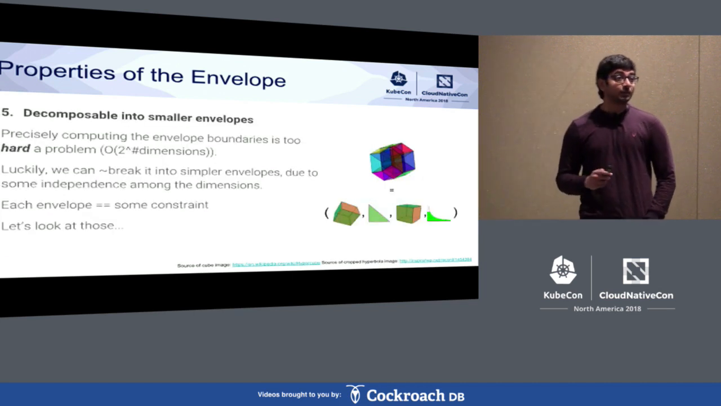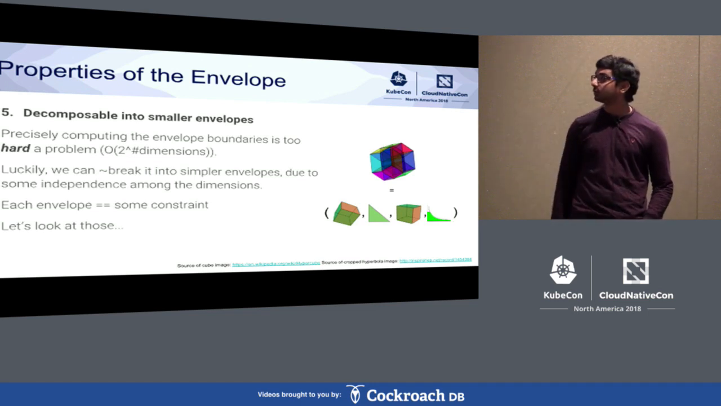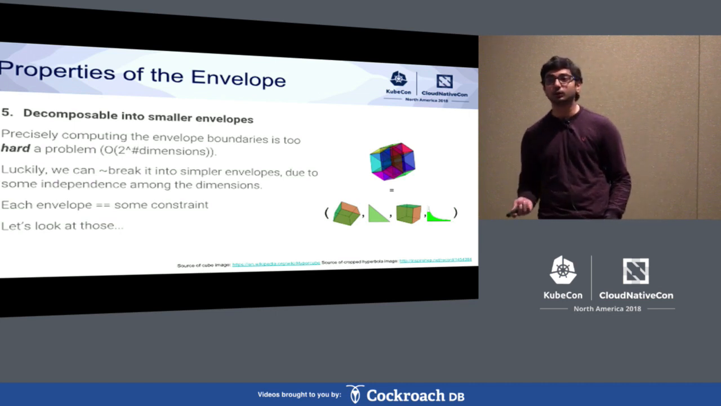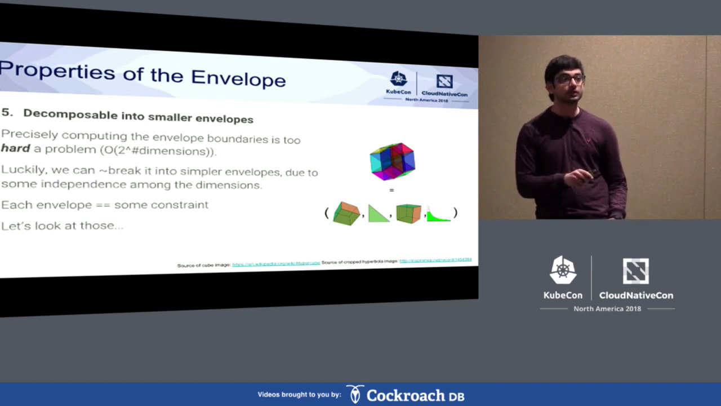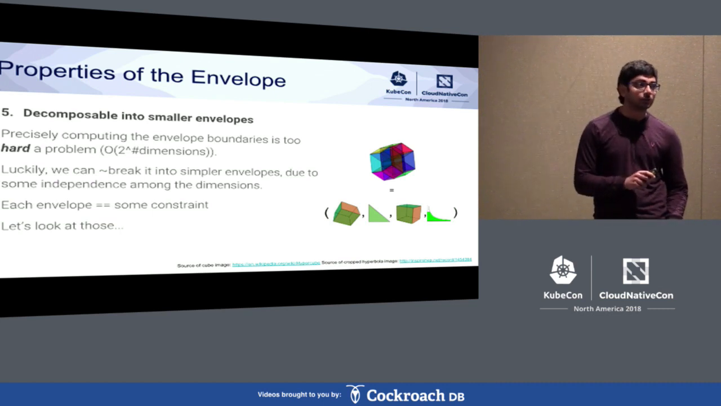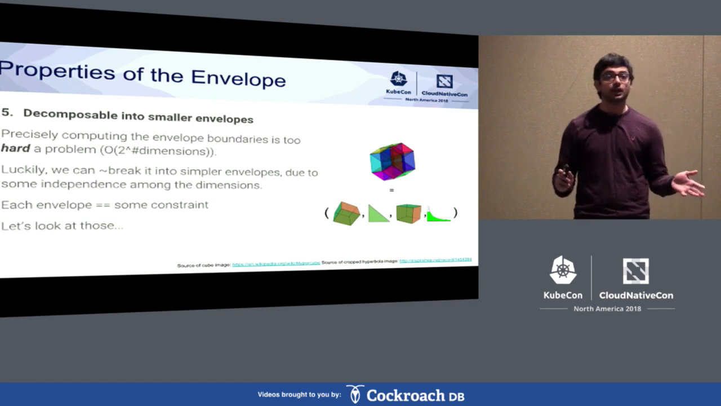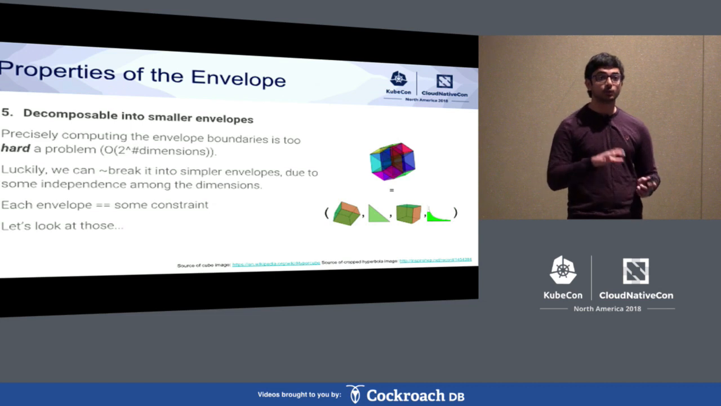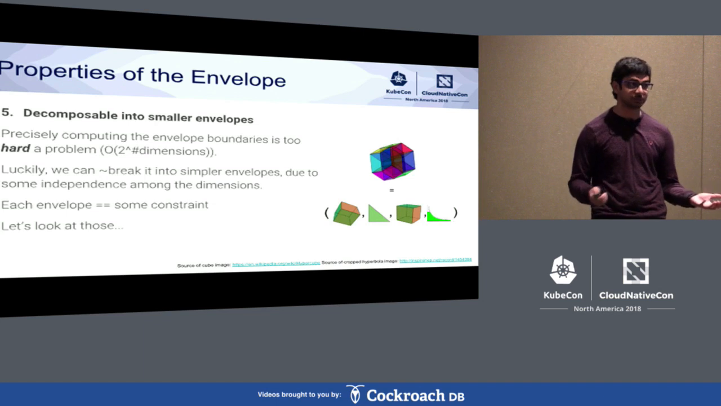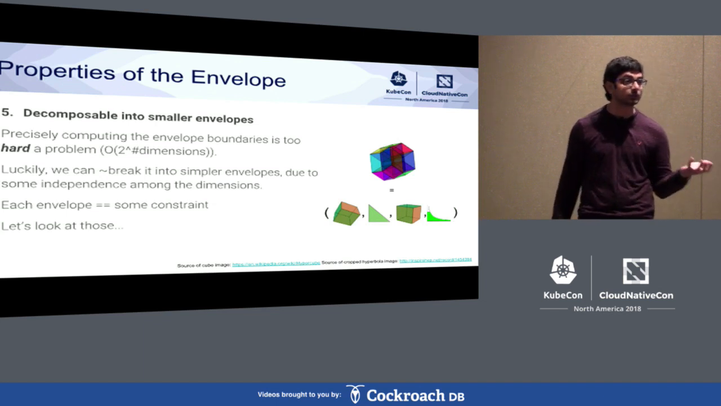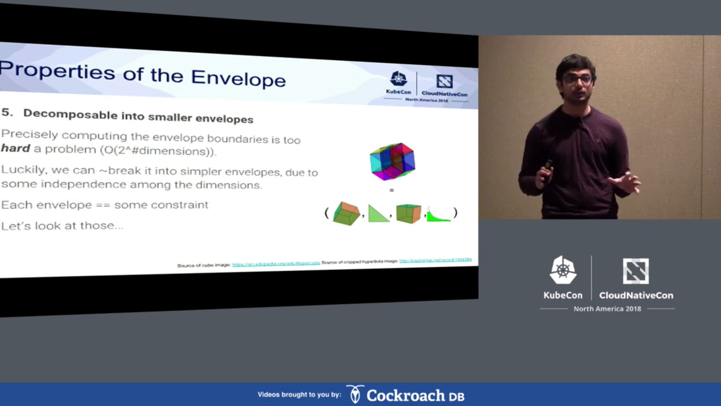So the final and my most favorite property is about the decomposability of this envelope. Some of you might have figured out by now that the number of faces of this envelope is exponential in the number of dimensions, which makes it really hard to compute all of those faces. But fortunately, there is a good amount of independence between groups of these dimensions, which lets us break this down into smaller, lower dimensional envelopes. And each of those small envelopes is going to represent some kind of constraint in our system.